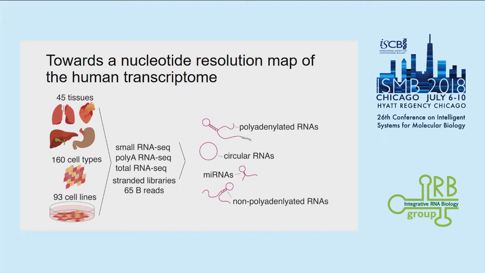And for each of these samples, we generated three complementary library preparations: small RNA, polyA, and total RNA libraries, all of them stranded. And we sequenced them at high coverage with Illumina technology, yielding a total of 65 billion reads that virtually contain information on all RNA molecules present in the human transcriptome, including polyadenylated and non-polyadenylated RNAs, circular RNAs, and microRNAs, and across a very heterogeneous sample population.